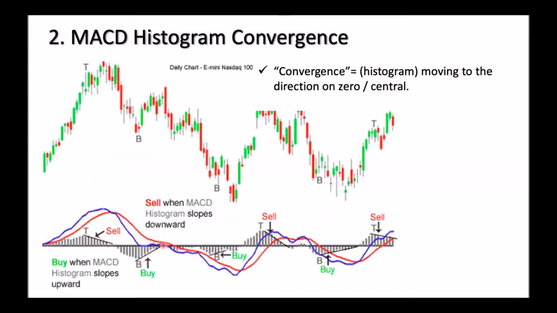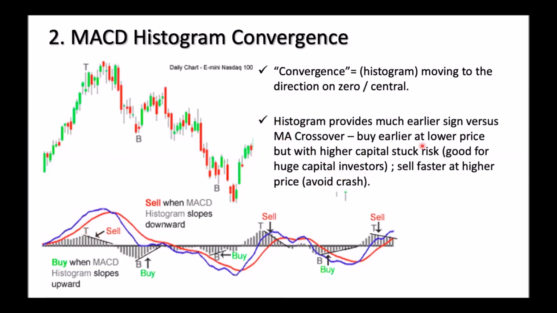Now you may notice that the histogram gives you the signal slightly earlier than the crossing line. Before it crosses, this one is slower. So it gives you the early sign. It provides an earlier sign versus the moving average crossover. So you can buy earlier at a lower price before it goes up. Before it goes down, you sell already. So you're able to buy earlier at a lower price.